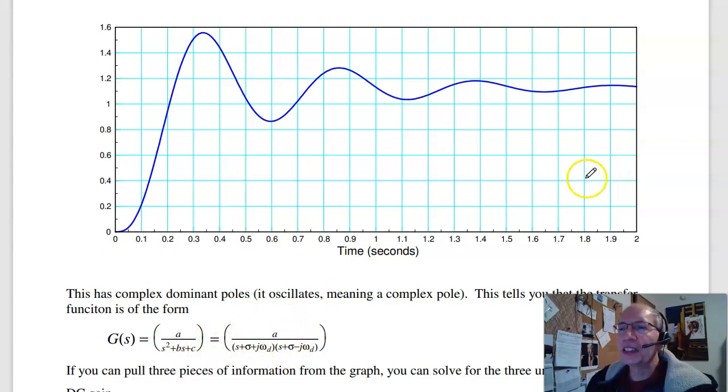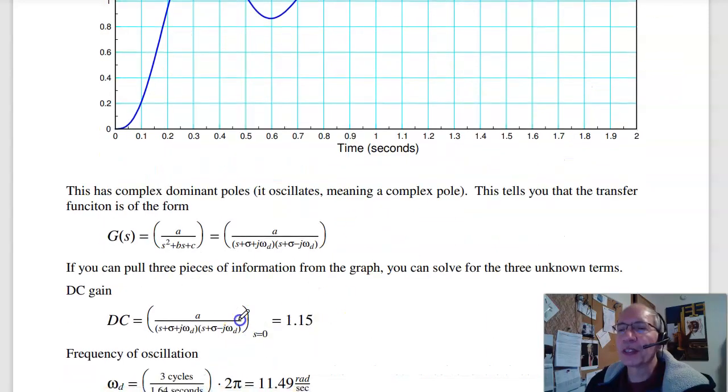You will need three pieces of information off the graph. One is the DC gain, right about here where it settles out. Another one would be the frequency of oscillation. And the third one would be the settling time. So if I say the DC gain is roughly 1.15, this is s goes to 0.